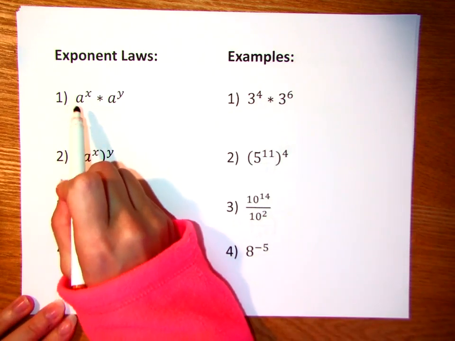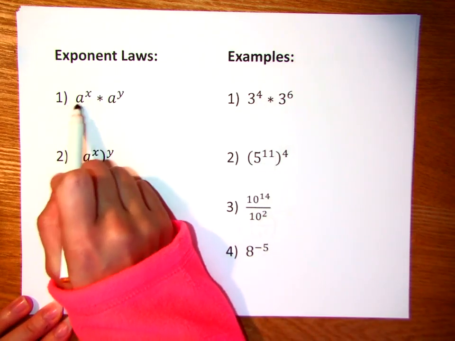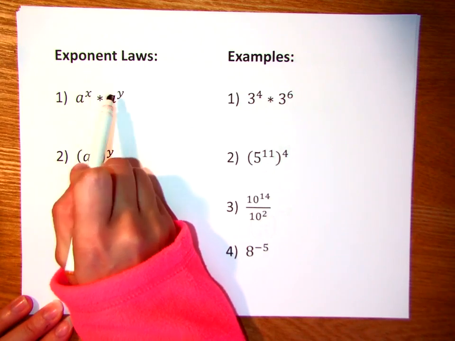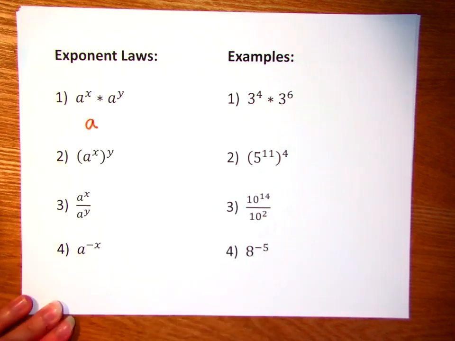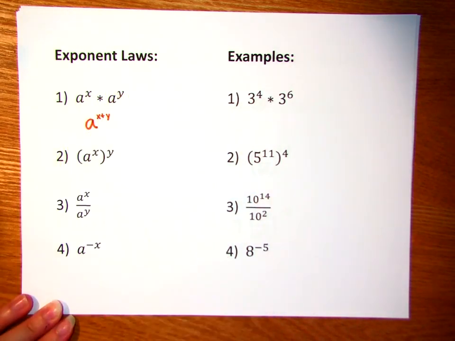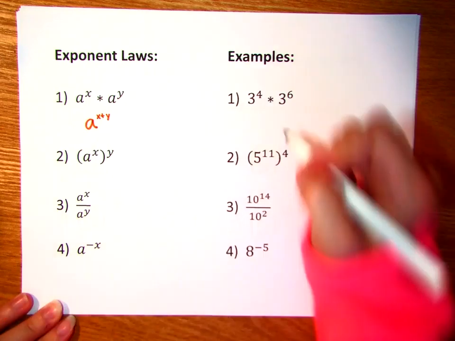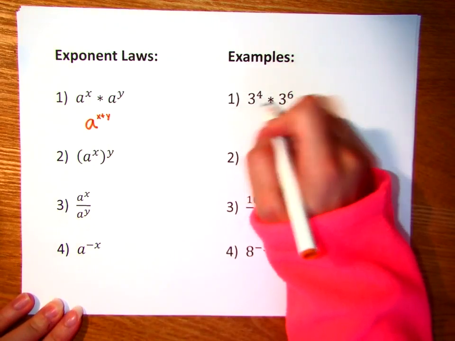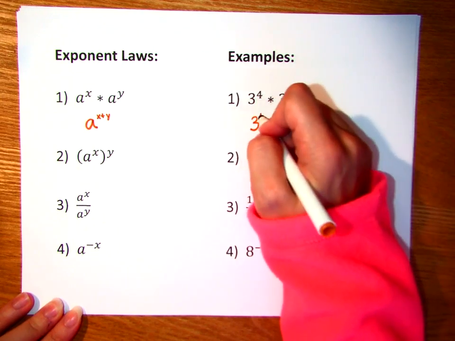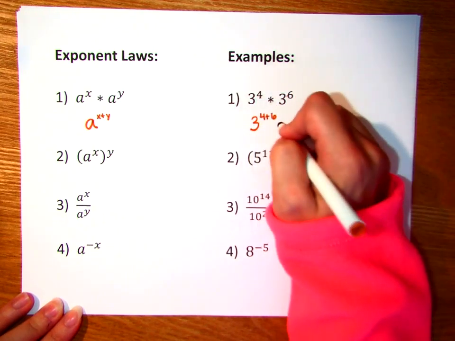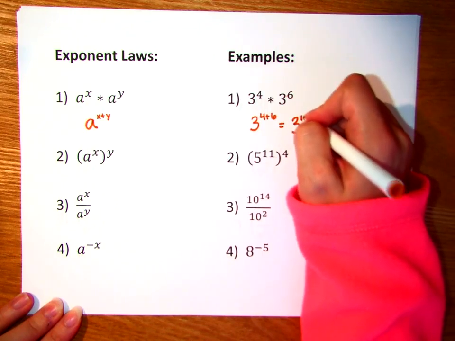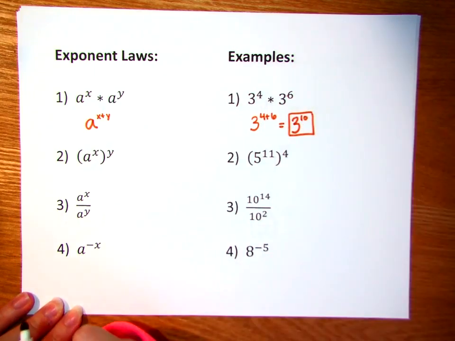So the first exponent law we see here is if you have the same exact base multiplied times itself, then you're going to keep the base, but you're going to add those exponents, so the x plus the y. So in our first example, we have the same base of 3, so we keep the 3. And then we add our exponents, the 4 plus 6, which would give me a base of 3, and my exponent would be to the 10th power, and that would be my final answer.